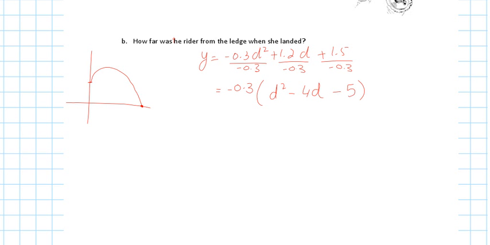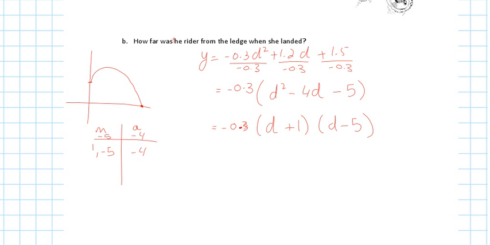Binomial, trinomial. Trinomial means sum and product. I'm looking for two numbers that multiply to negative 5 and add to negative 4. So that's going to be 1 and negative 5. Don't have too many options, right? So that's going to be negative 0.3 times (d plus 1) times (d minus 5).